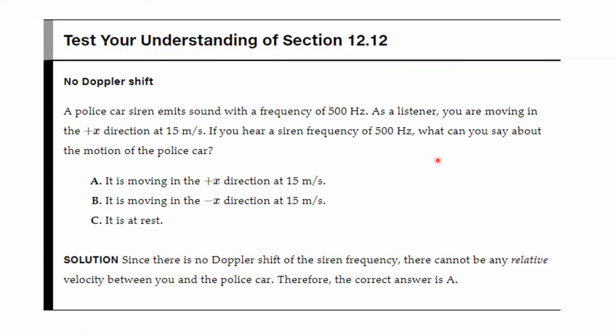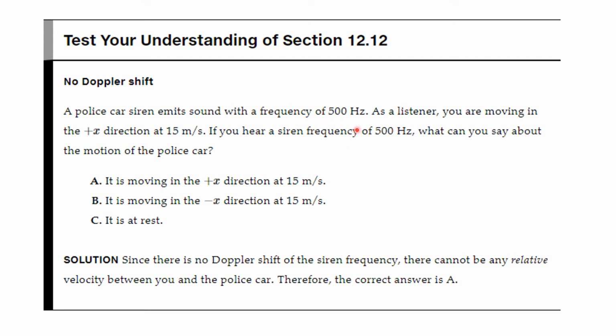Let's test our understanding of this discussion. With this problem, a police car siren emits a sound with a frequency of 500 hertz. As a listener, you are moving in the x direction also at 15 meters per second. You hear the siren at a frequency of 500 hertz. What can you say about the motion of the police car? This is multiple choice, and you should think about this.